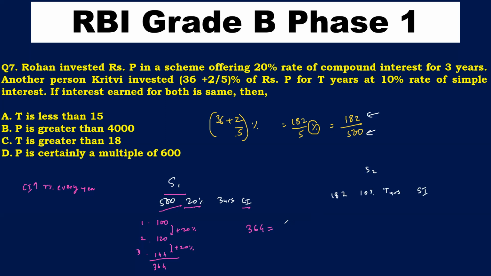And that should be equal to P into N into R upon 100. Now this is easily 2 times of it. 182 is 2 times. That is 10 times. So T will be equal to 20. So the answer should be T is greater than 18. Easy. Let's see one more.